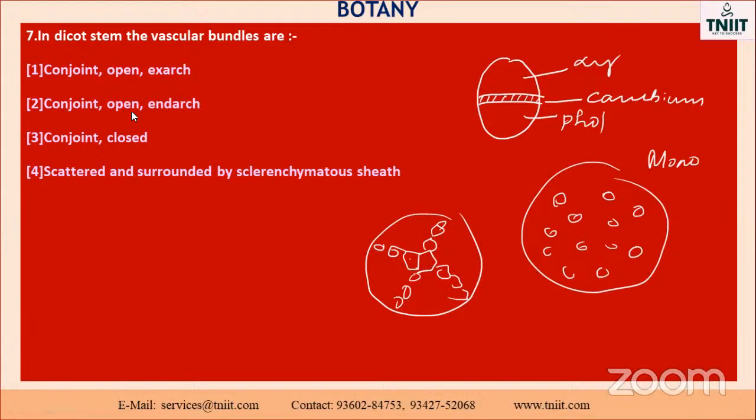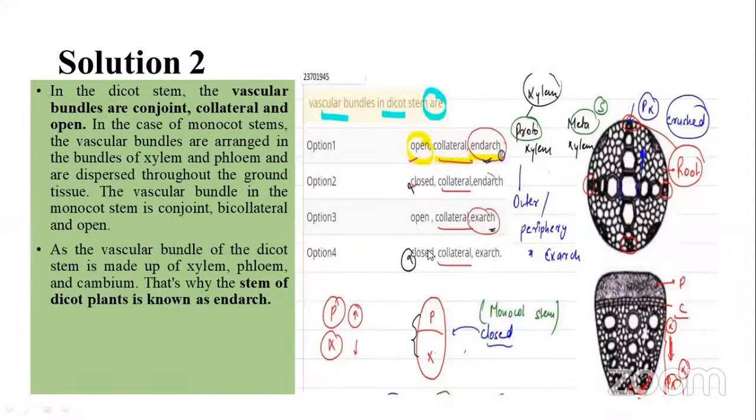See the conjoint, open and endarch manner. The dicot only we are going to discuss. Monocot this one, dicot this one. Okay, see the next slide, you can understand. See that, so this is a dicot. Okay, see here, this is called protoxylem. This one is called the root cap. This is the center.